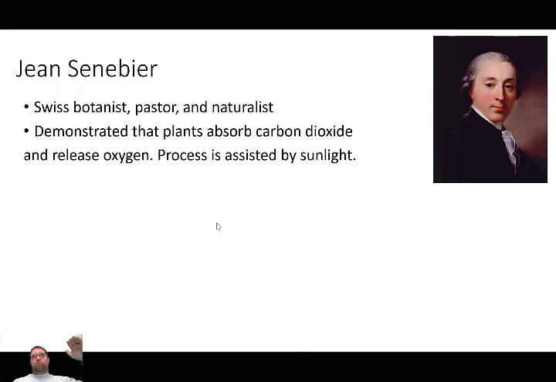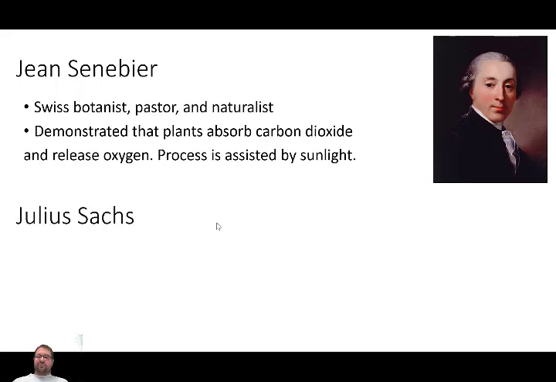Now, what I'm going through is a bunch of scientists that contributed to the idea of photosynthesis. It wasn't just one. You couldn't just put your finger on one individual, because there are so many parts to the photosynthetic process. We had to discover, first of all, that the mass is not coming from the soil, but it's coming from the air. Well, what's in the air? In this case, Senebier was saying, well, it's carbon dioxide. That's what's contributing to that mass.